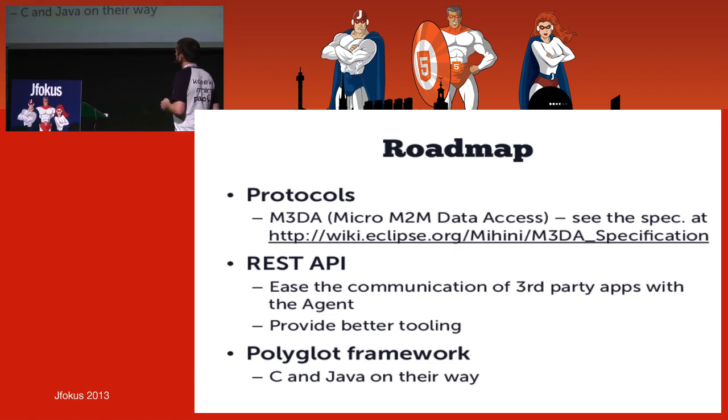One thing we have in mind, and we actually started already providing the specification for this, is a protocol which is quite similar to some extent to MQTT in that it's bandwidth efficient, but it's really meant for device management, not only the exchange of data related to sensors and the control of actuators, but it's also a protocol specifying how you can remotely interact with a device, and also in an efficient way. So it's called M3DA for micro M2M data access, and it's going to be part of Mihini when the source code will be available.